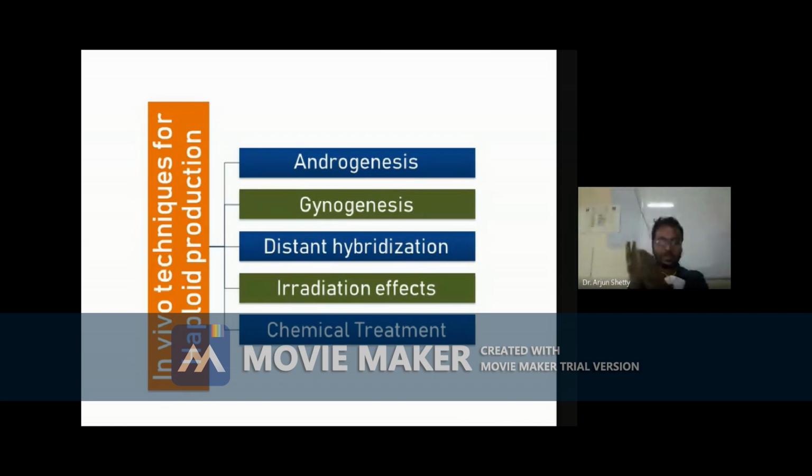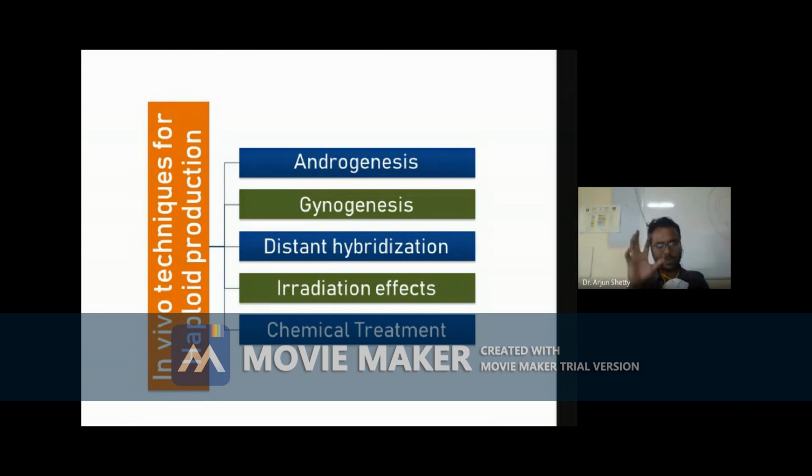Through distant hybridization there is also a possibility of production of haploid plants. Next, coming to the irradiation effects. By exposing some plants to radiation, we can make a plant monoploid. I forgot to explain that earlier: we have haploid and diploid. Haploid means a plant comprising only a single set of chromosomes. Diploid stands for a plant comprising two sets of chromosomes.